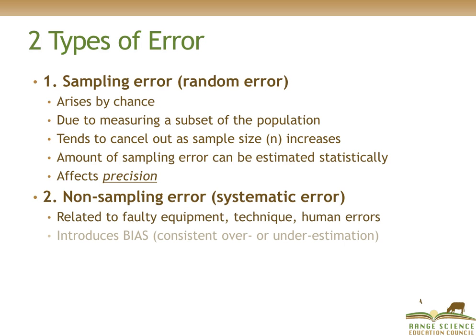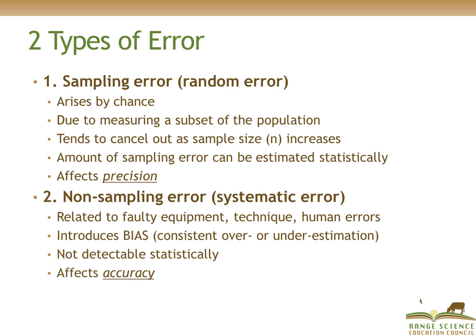Non-sampling error, also called systematic error, is related to faulty equipment, poor technique, or human errors. Non-sampling error introduces bias, which means the consistent over or underestimation of values. It is not detectable statistically, and non-sampling error affects the accuracy of our estimate.